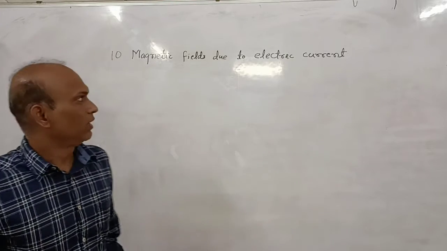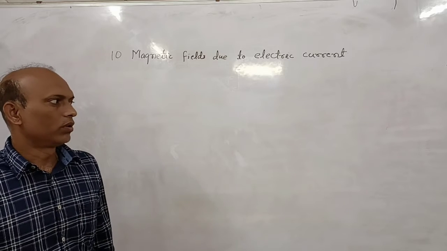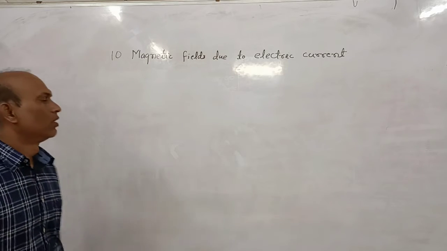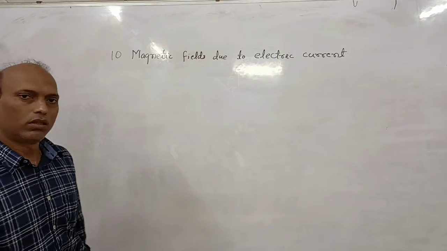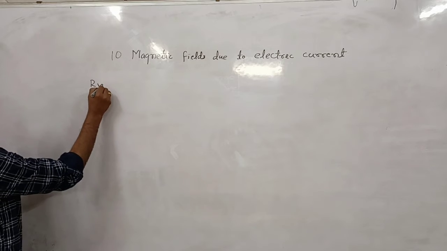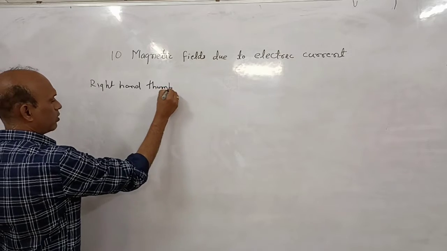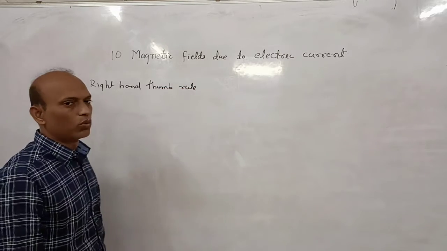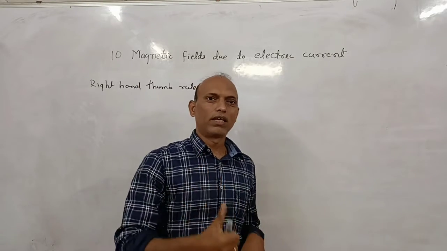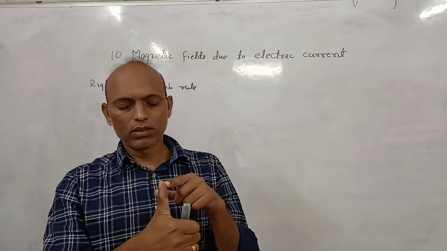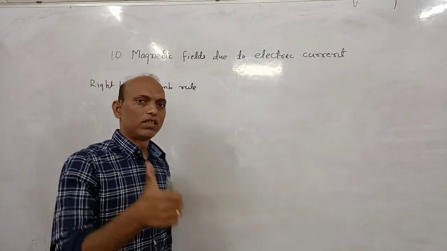Okay. Hello, students. In this lecture, we will study the force due to charges moving in a conductor. For that, we have to know the right-hand thumb rule. According to this thumb rule, if we grab the conductor in our right hand, the thumb denotes the direction of current, and the curved fingers give the direction of the magnetic field. So this is the thumb rule.